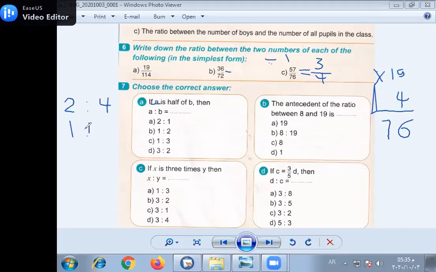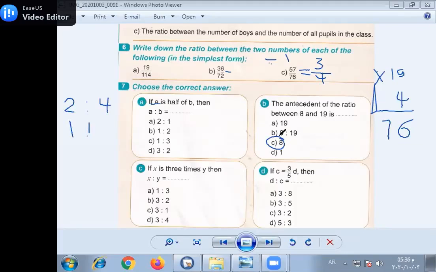Next one, number B, the antecedent. Who will answer number B? The antecedent of the ratio between 8 and 19 is... Okay, go ahead, Marteros. The antecedent will be 8. So the correct answer is number C.